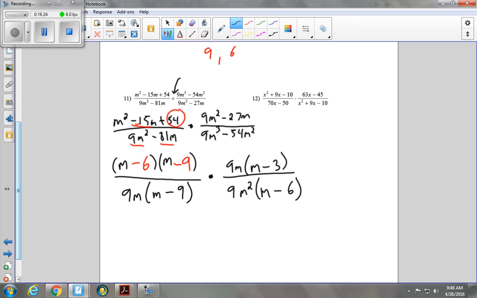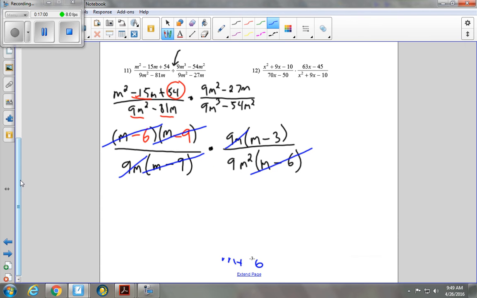Okay, now it's time to cancel stuff. This is what we were looking for. We want to start looking for stuff that's on the top and bottom now. Cancel the 9Ms, 9M to 9M. M minus 9 and m minus 9. Anything else? M minus 6 and m minus 6. It makes it so much easier when you can just cross everything out. So it's actually 3 over 9.